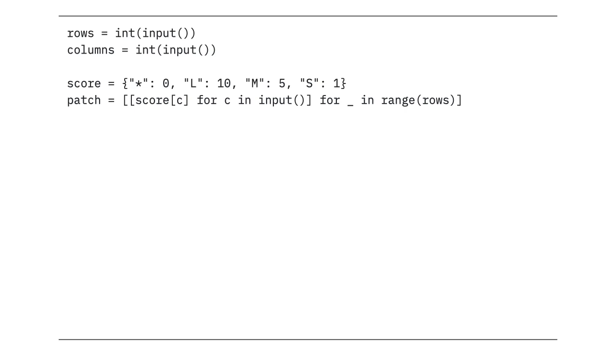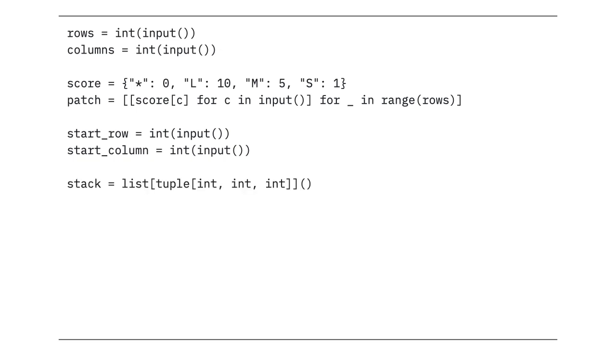We can then create a 2D array using an embedded list comprehension. We map each character in a line to the respective score to create a row of integers in the 2D array, and then repeat for each row. We then read in the row and column of the farmer's position from the last two lines of the data file. Here, we've created a stack as a simple list of tuples. The tuple represents the row, column, and value of a pumpkin pushed to the stack.